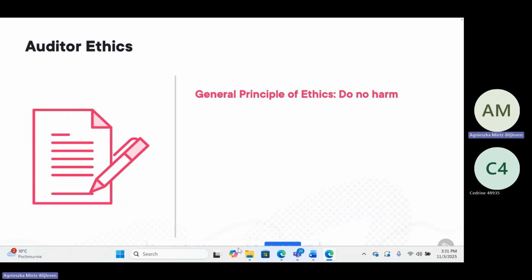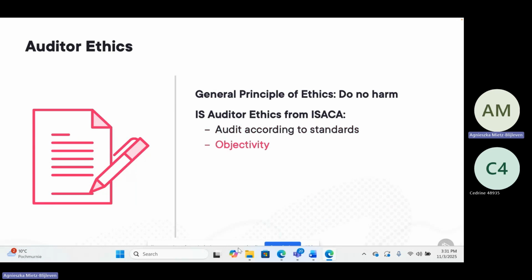Now, the core principle of ethics has usually been do no harm. In other words, make sure that what I do does not cause unreasonable harm to anybody. The IS auditor ethics that are listed by ISACA say that we must always audit according to standards, not just personal bias or opinion. We should be objective in what we audit and not audit our own work or be a part of the process being audited.